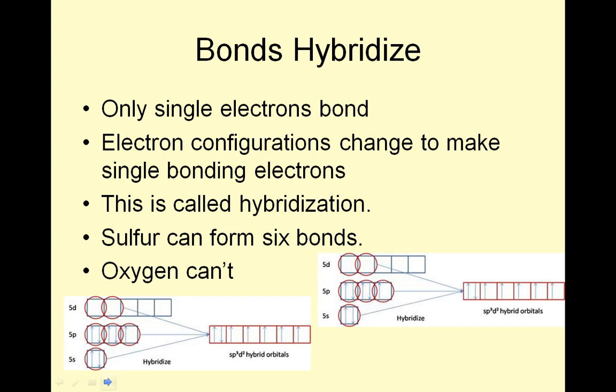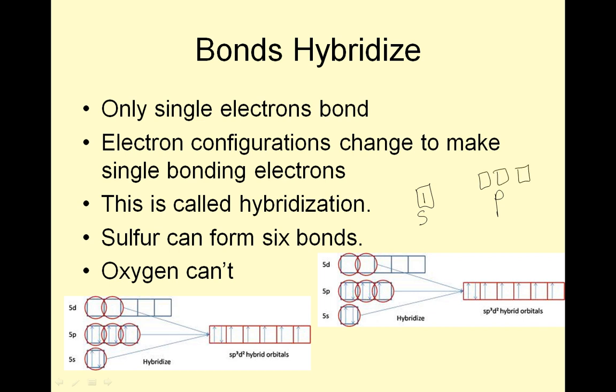Bonds hybridize, so only single electrons bond. Electron configurations change to make single bonding electrons. This is called hybridization. Sulfur can form six bonds and oxygen can't. If I'm going to hybridize these things, they're a blend. So if I have an S orbital, I'm going to do this part. Those pictures are just pretty and out of date, to be honest with you.